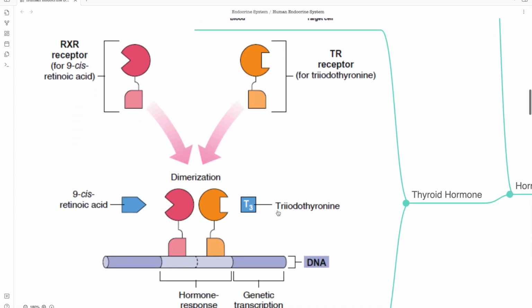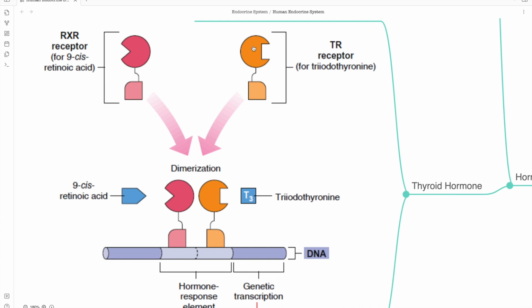Now you can see that this yellow color receptor is the thyroid hormone receptor, that is for triiodothyronine. And there is another different type of receptor, the RXR receptor, which is for 9-cis-retinoic acid. Now again we have the DNA, this is the target gene, and this is the hormone response element, and we can divide this hormone response element into two half sites. Now see a very interesting thing here.